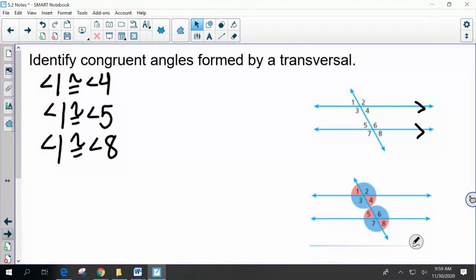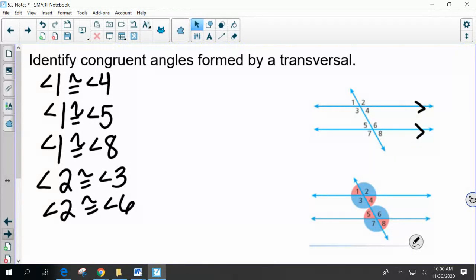Okay, now we'll move on to angle 2. Angle 2 is congruent to 3. What does congruent mean? Anybody know? Equal or the same? Angle 2 is congruent to angle 3. Angle 2 is also congruent to angle 6. And angle 2 is also congruent to angle 7.